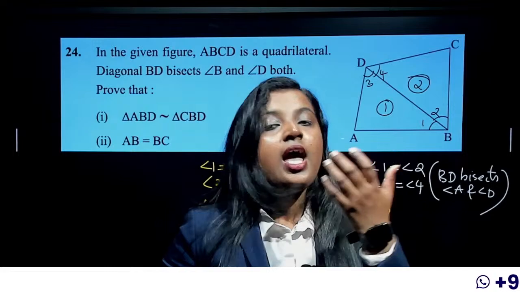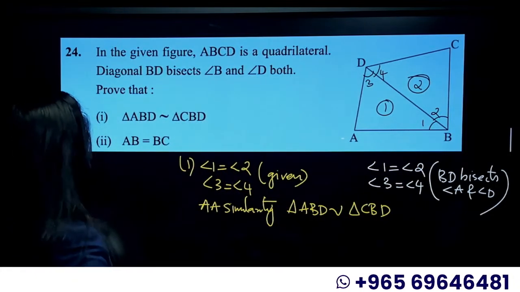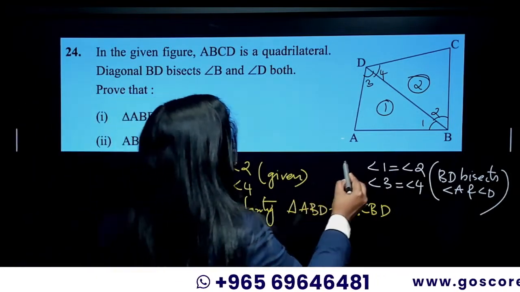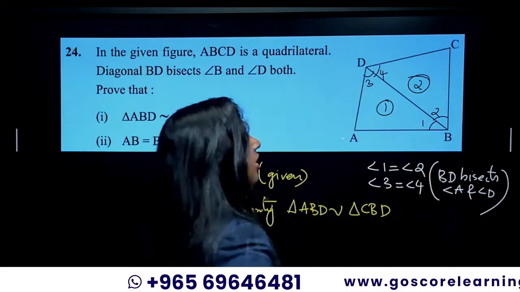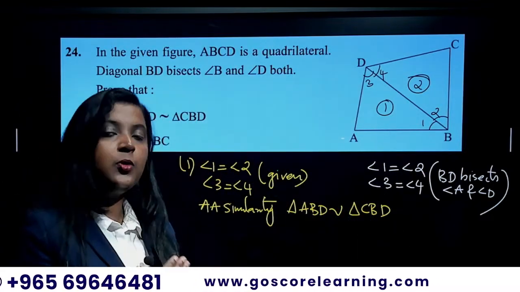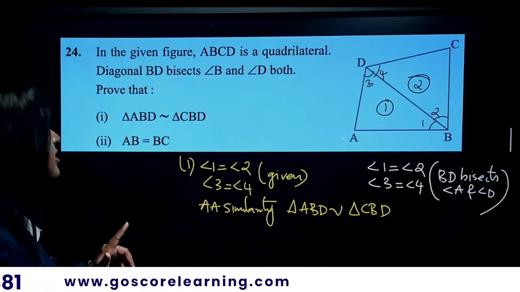That's over. And now the second question: this is the first part and we proved the first part. The second part is prove AB equal to BC. So we need to prove that AB and BC are equal. How will you prove that? If you can prove the congruence, then by CPCT, those two sides will be equal. Can you prove that the triangles are congruent?